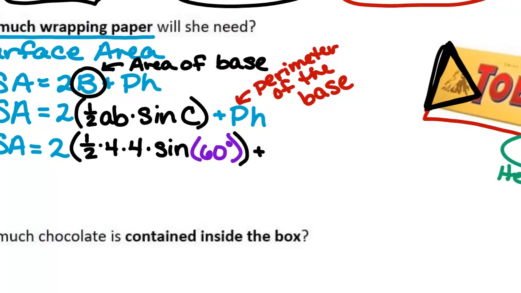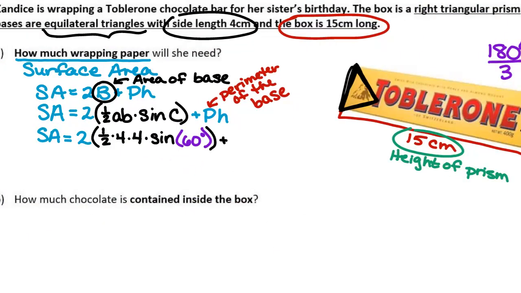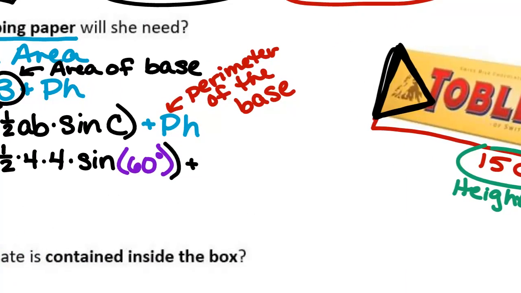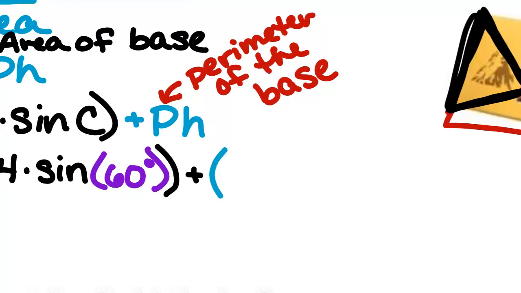Plus the perimeter of the base. What shape is the base again? A triangle. How do we find the perimeter of that triangle? We can add all the sides. How big are all the sides? They're all 4. So we can do 3 times 4. 3 sides, each side is 4. We want the perimeter of the triangle base, times the height of the prism. What was the height of the prism again? 15.